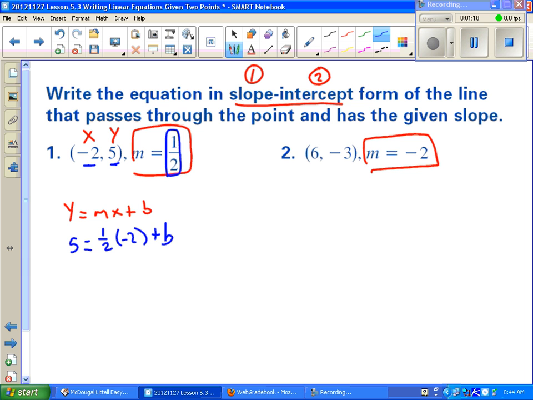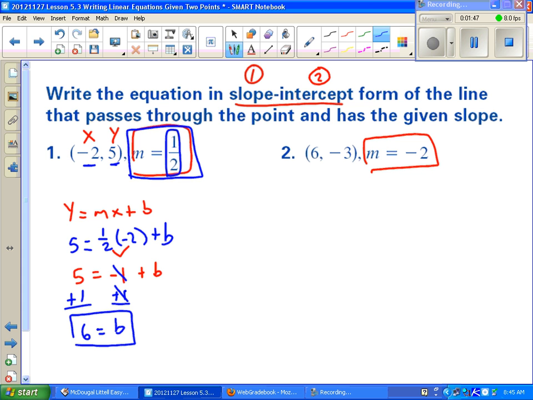Simplify 1/2 times -2. Half of -2 is -1. Still have plus b, and we still have equals 5. Then get rid of that -1 by adding 1. You add 1 on the right, you need to add 1 on the left. 5 plus 1 is 6. -1 plus 1 will cancel, and what you have left is b. So you have a b value of 6 and an m value, again, that was given to us, of 1/2.